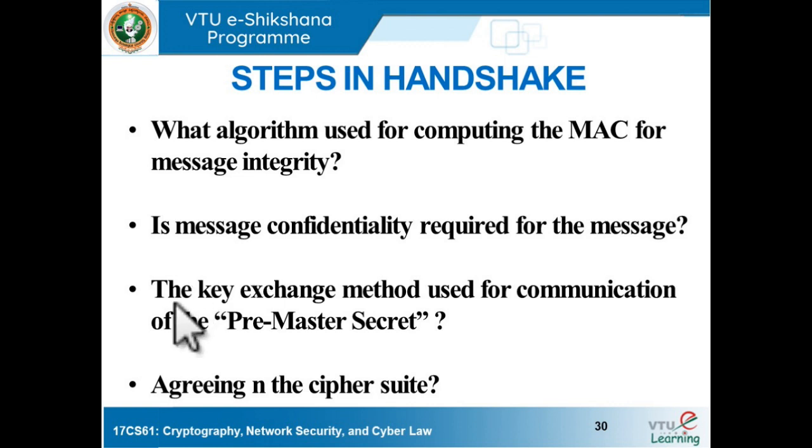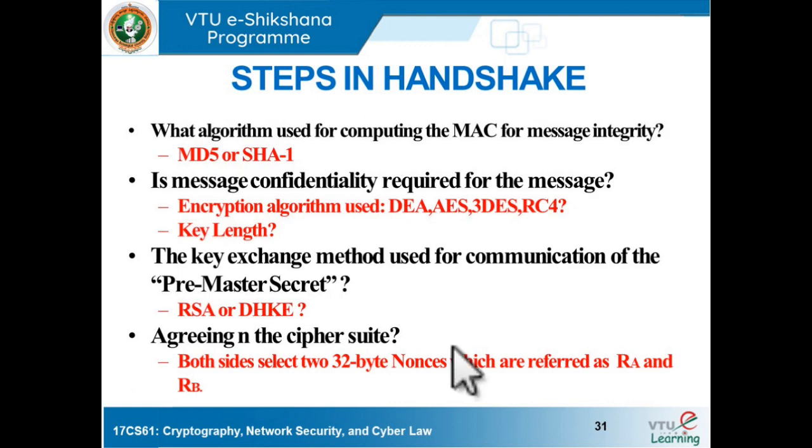The next thing that has to be decided in this step 1 is the key exchange method that is used in order to communicate the pre-master secret. Also, we need to decide upon factors such as the various nonces that will be used in order to achieve the secure communication. Now over here in step 1, both the communicating parties have to select two 32-byte nonces which are referred to as RA and RB.